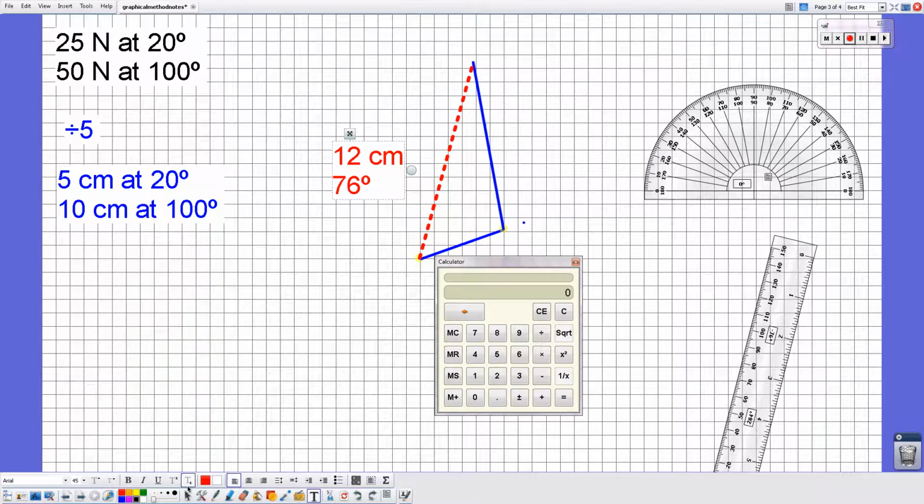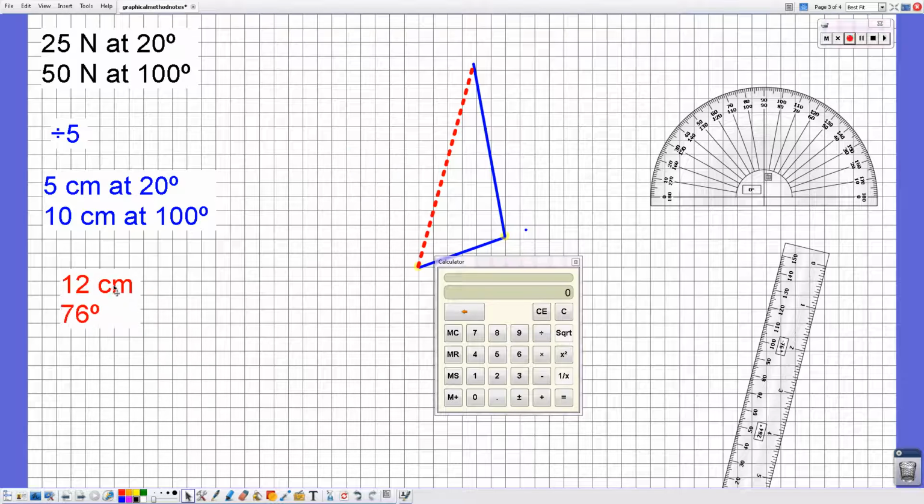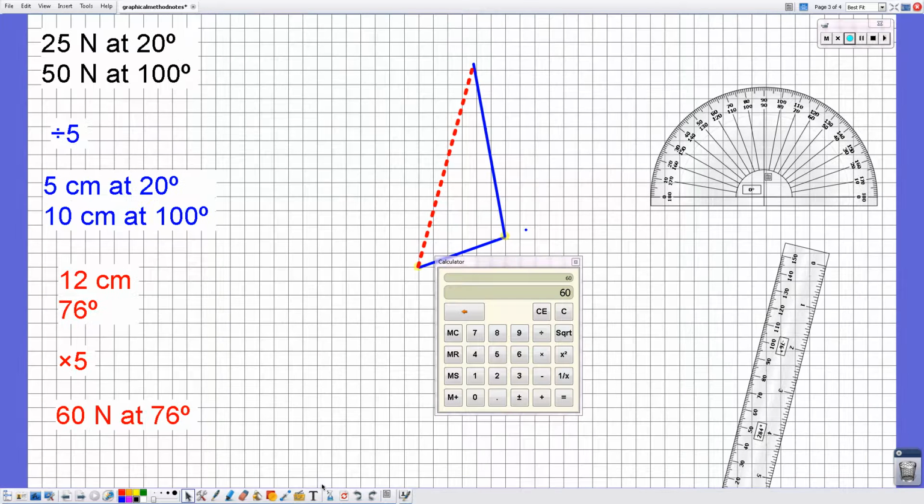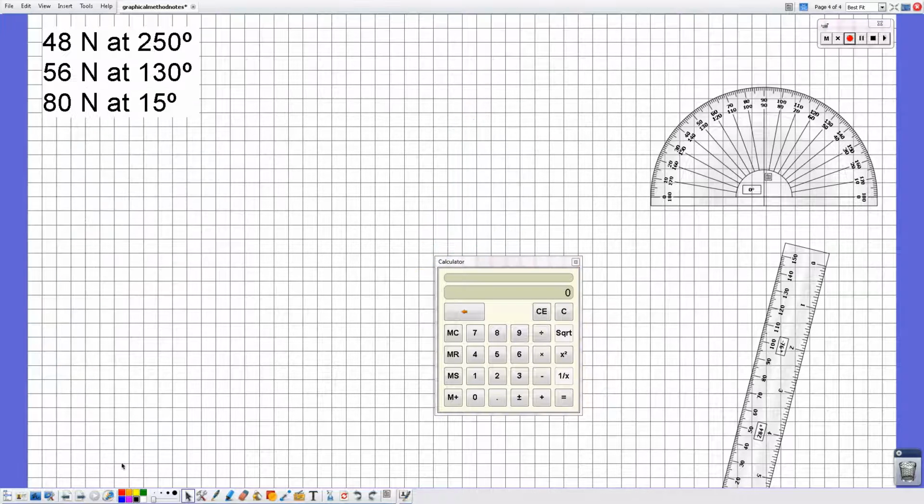Not quite done yet, though. I divided by 5 before, so now I get to multiply by 5. And that gives me 12 times 5 equals 60 newtons at 76 degrees. The angle stays the same. Ta-da! Alright, one more, the hardest one, because there are 3 arrows.